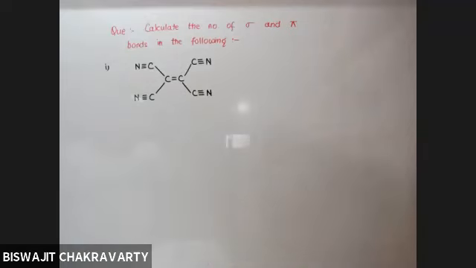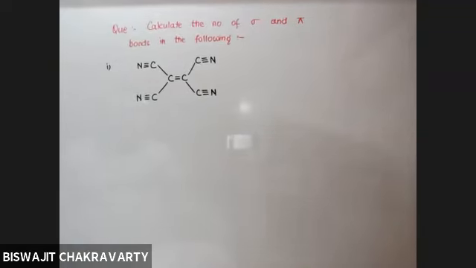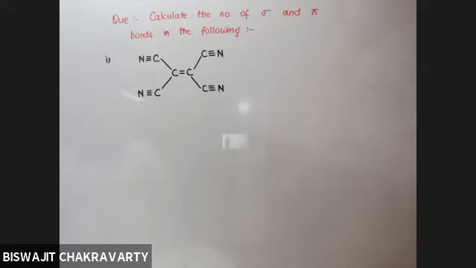I hope the structure is visible to all of you. Yes, sir. Okay. So try it out and tell me how many sigma and how many pi bonds do you find in this structure? Sir, 9 sigma and 9 pi bond. Very good. Yes, sir. See, anyone who is not able to understand how 9 sigma and 9 pi?